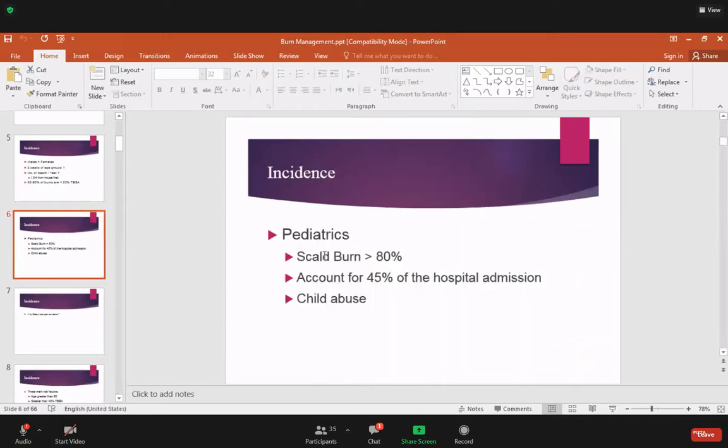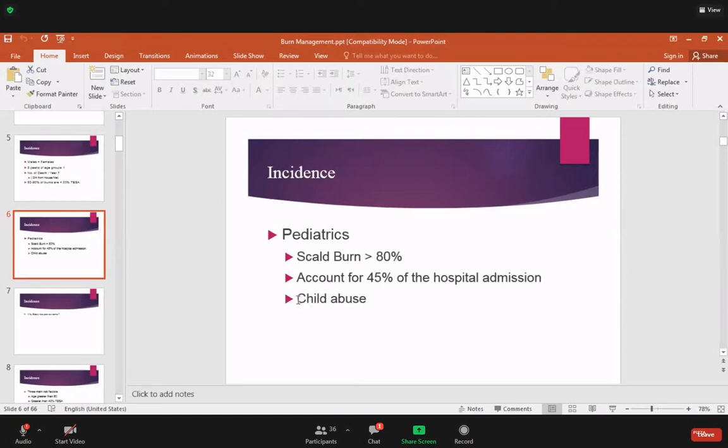Okay, so in the pediatric age group, because of hot liquids, scald burns are very common, up to 80%, and they account for 45% of hospital admissions. They are also a category of patient presentation called immersion scald burns, and these are a sort of child abuse.